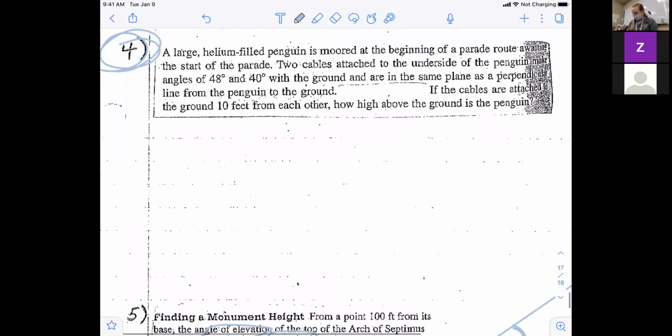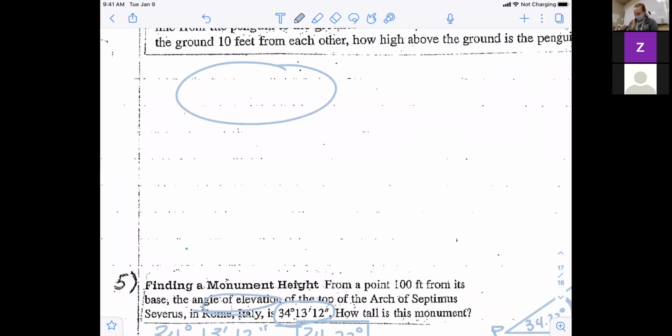It's a lot of words. All that means is that I can draw, like, that's a penguin right there. It's my balloon penguin. I'm bad at drawing, so I'm not going to draw that for you. And we'll say that this is the ground. This is a line that's perpendicular from the ground to the penguin. There it is. So that's a straight perpendicular if I were to drop it down.